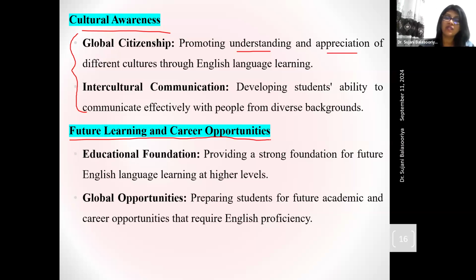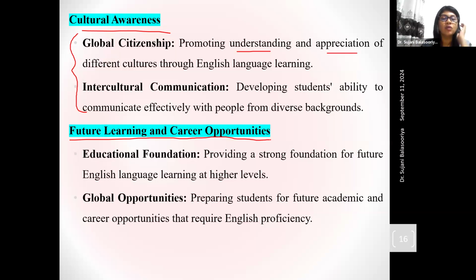You know, if the child is not exposed to the English language at an early age, right, later on it will be quite difficult for that child to carry out his studies in English. That is a simple, obvious fact. Okay, educational foundation means that, right, teaching English to the primary level students in order to provide them a strong foundation for future English language learning. That can happen at higher levels, not the primary level itself.